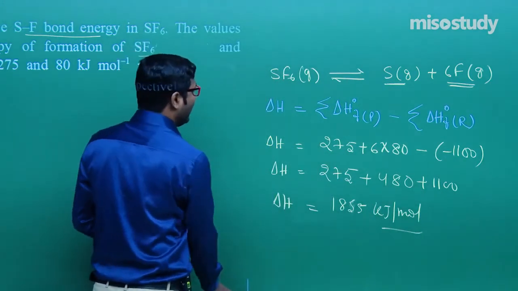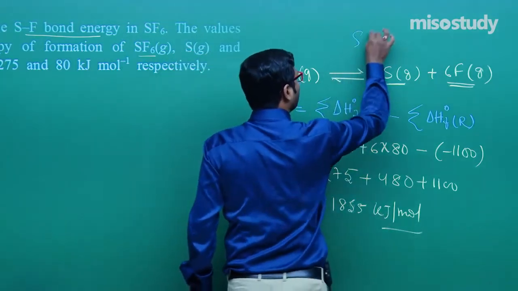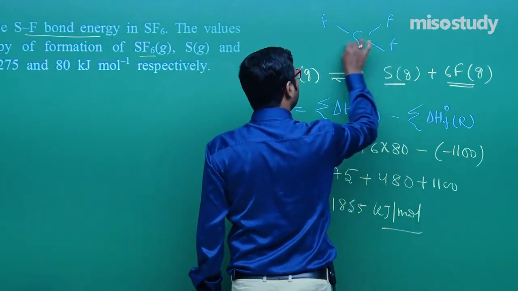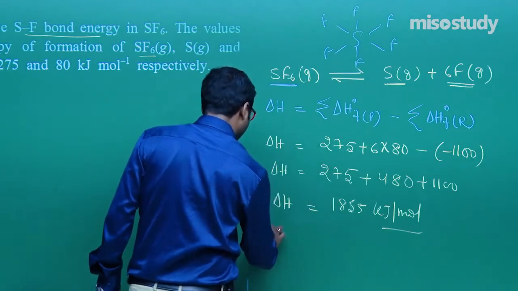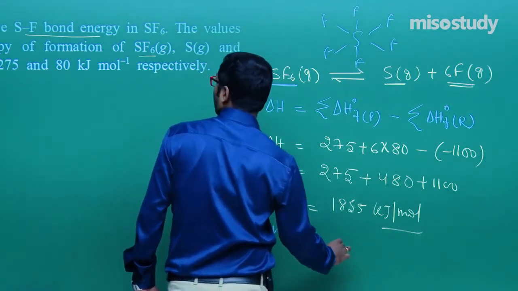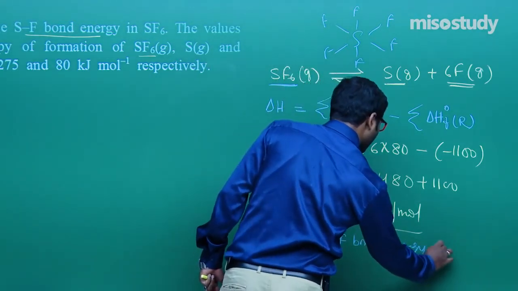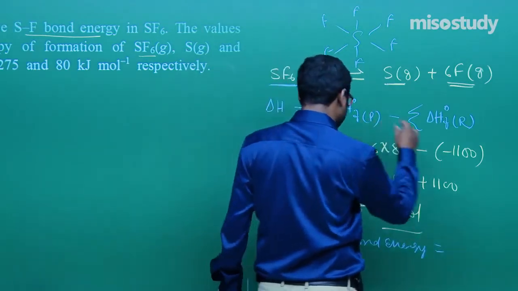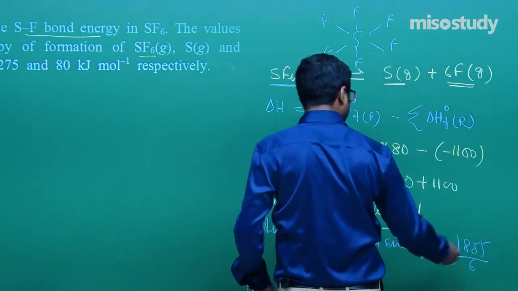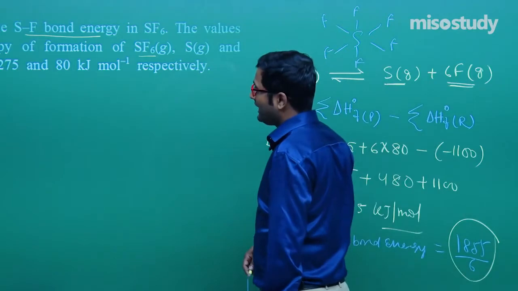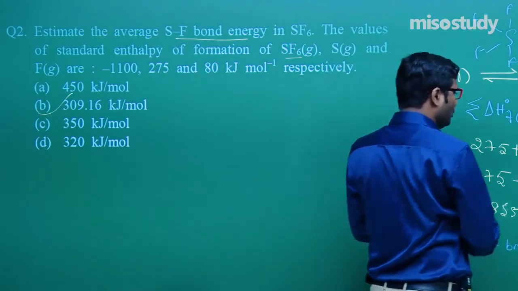Now listen carefully. As we know, in SF6 there are 6 SF bonds like this: 1, 2, 3, 4, 5 and 6. Now each bond will break. So the average SF bond energy will be 1855 divided by 6. The answer will be around 309.16 kilojoule per mole. Clear, friend?